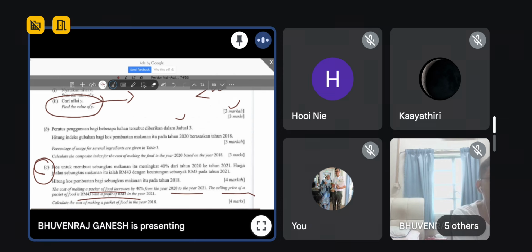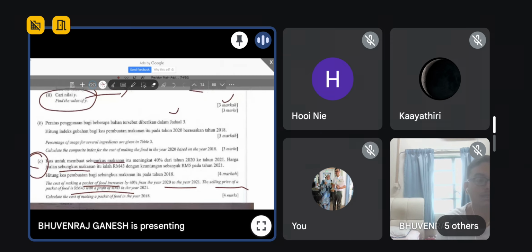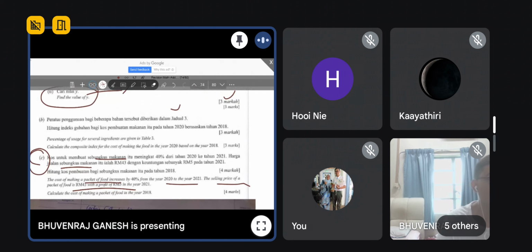So why composite? Sebungkus makanan. Maksudnya semua item dah digabungkan membentuk indeks composite. Indeks perubahan, sorry. Okay? So yeah. So kamu kena guna rumus indeks perubahan. Okay, so first step, can anyone tell apa indeks perubahan untuk 2021 berdasarkan 2020? Berdasarkan peratusan ni, based on the percentage, what will be your index value?